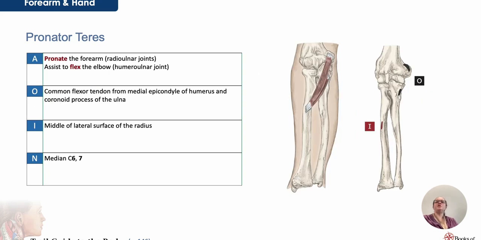Pronator. See the shape of this? It looks like an Aries symbol. Now, because of the shape, it doesn't just go up and down. It has a little angle to it. It crosses over. Because of that, it's going to turn your hand into a pronation, because it's pulling that radius closer.